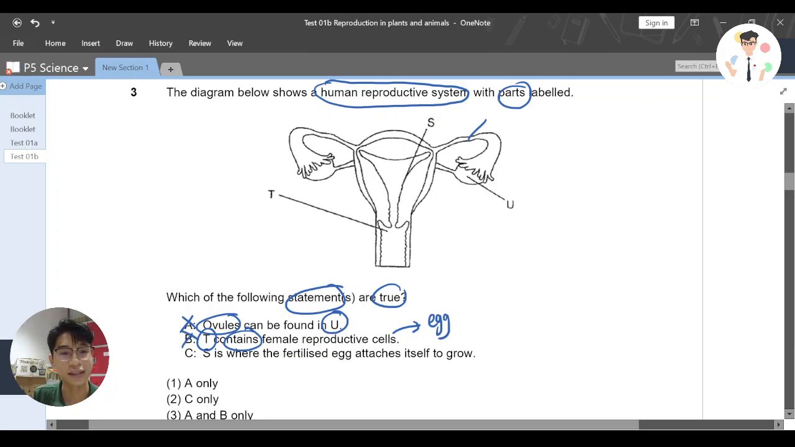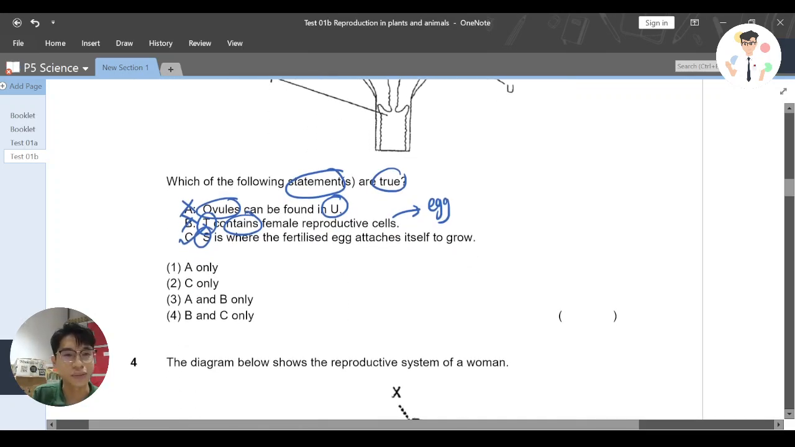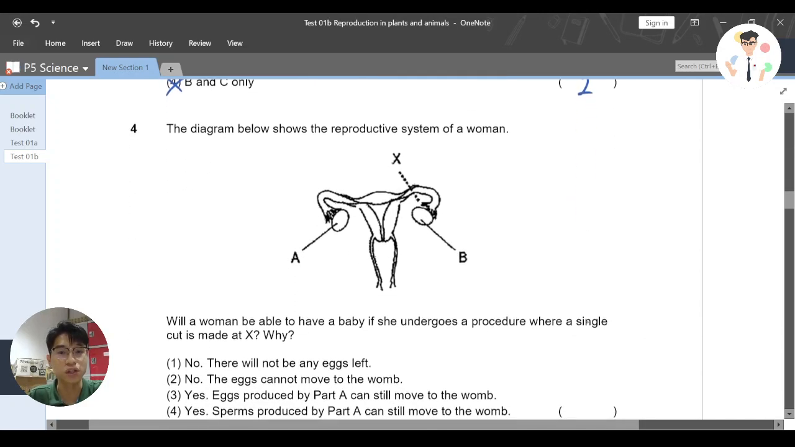Okay, now C. S is where the fertilized egg attaches itself to grow. Yes, the answer is right. S implants here, it attaches here, and it grows and grows. So when we see that A and B are wrong, we have basically eliminated all of these already. Again, the only answer left is option number 2. Okay, let's move on to question number 4.